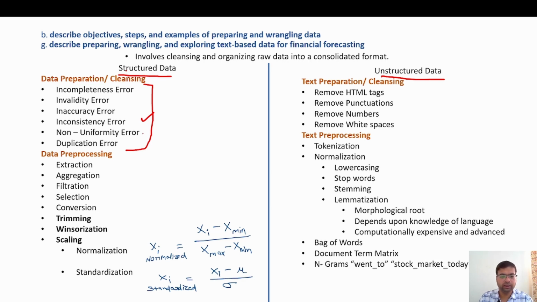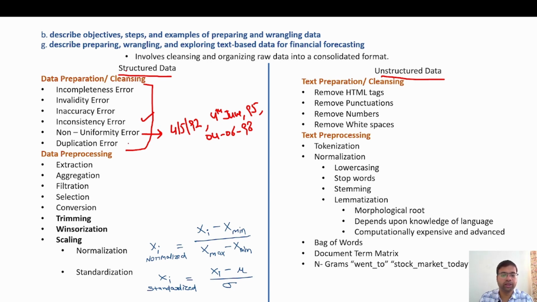Non-uniformity error is when the data is provided to you but the data in one particular column is not uniform. For example, let's say the date of birth column: in one row you are given the date of birth like this, in another row you are given the date of birth like 4th June 95. In yet another row you are given the date of birth like 0406. So the data is not uniform. The data is present but the structure of the data in different rows varies.